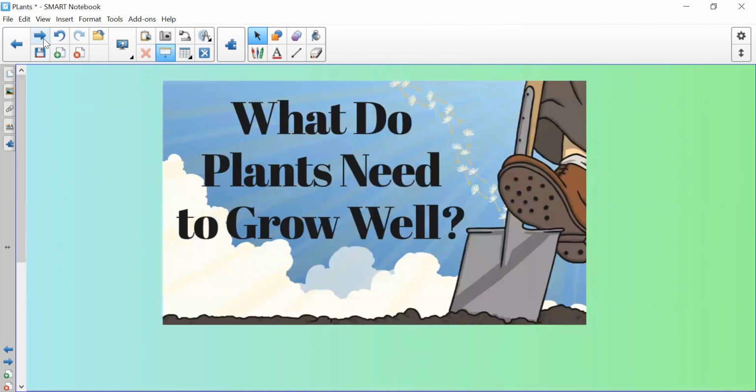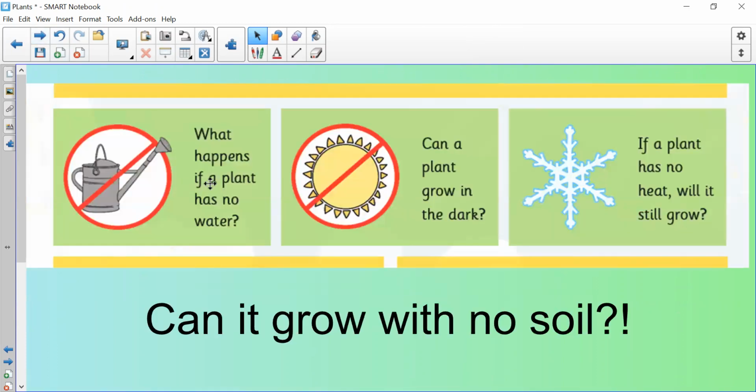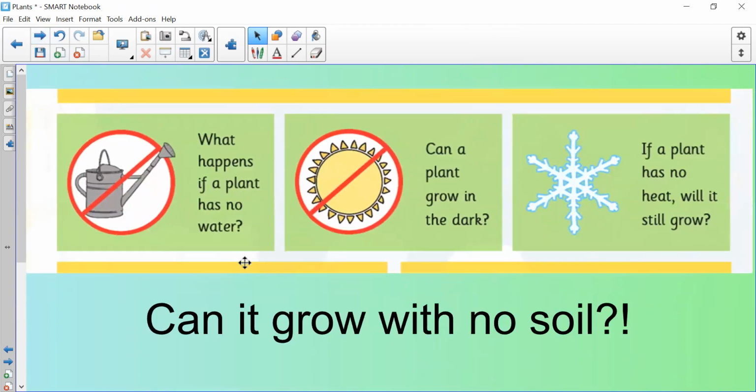Okay. So into our lesson today. What do plants need to grow well? So if you recall, last lesson, we set up our investigation, okay? And we wanted to explore what happens if a plant has no water. Can a plant grow in the dark? If it has no heat, will it still grow? And can it grow with no soil?